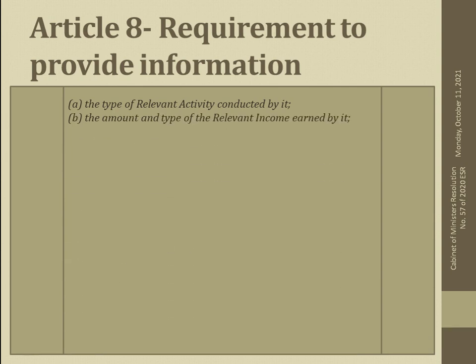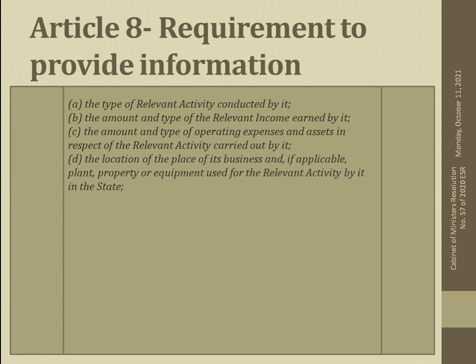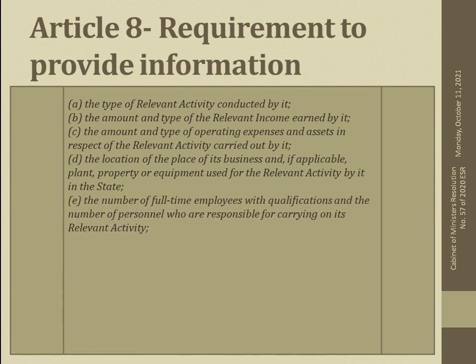Point B says the amount and type of the relevant income earned by it, the amount and type of operating expenses and assets in respect of relevant activity carried out by it, the location of the place of its business and, if applicable, plant, property and equipment used for relevant activity by it in the state. Point E says the number of full-time employees with qualification and the number of personnel who are responsible for carrying on its relevant activity. Point F says core income generating activity in respect of relevant activity being carried out by it.